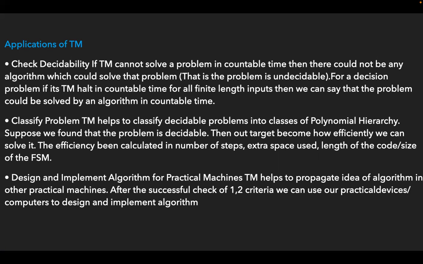Design and implement algorithms for practical machines. Turing machines help to propagate the idea of an algorithm to other practical machines, and after the successful check of criteria 1 and 2, we can use our practical devices or computers to design and implement the algorithm.